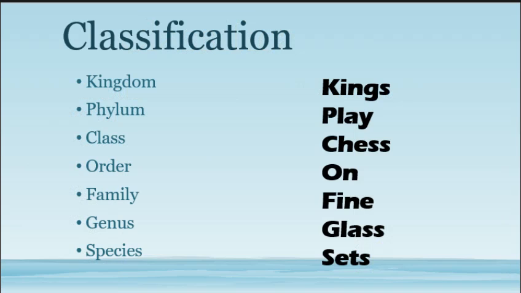All right, so y'all remember this probably from earlier science classes. Kings play chess on fine glass sets, and that represents something. It's called a mnemonic. Kingdom, phylum, class, order, family, genus, species. Is that written in your book? Are we going to remember that? Yes, you will have to remember that.